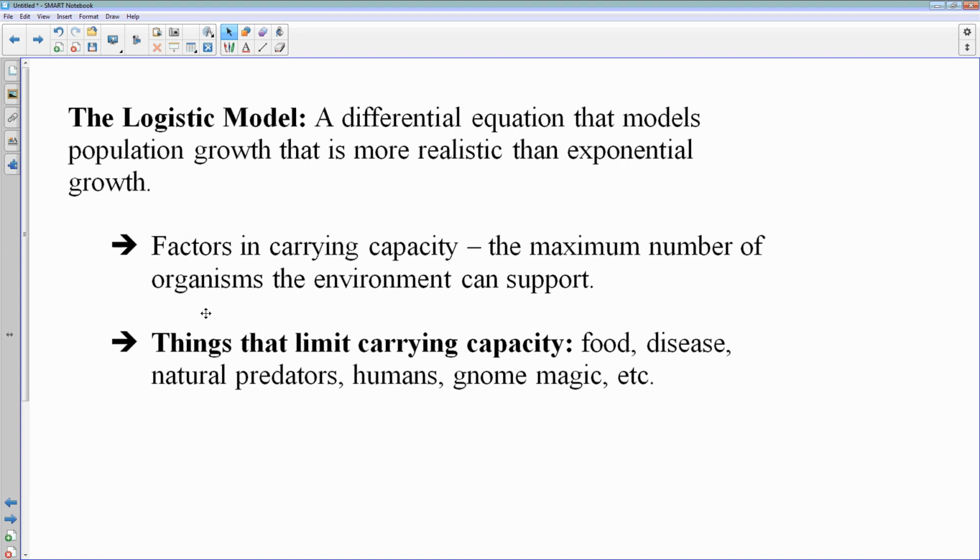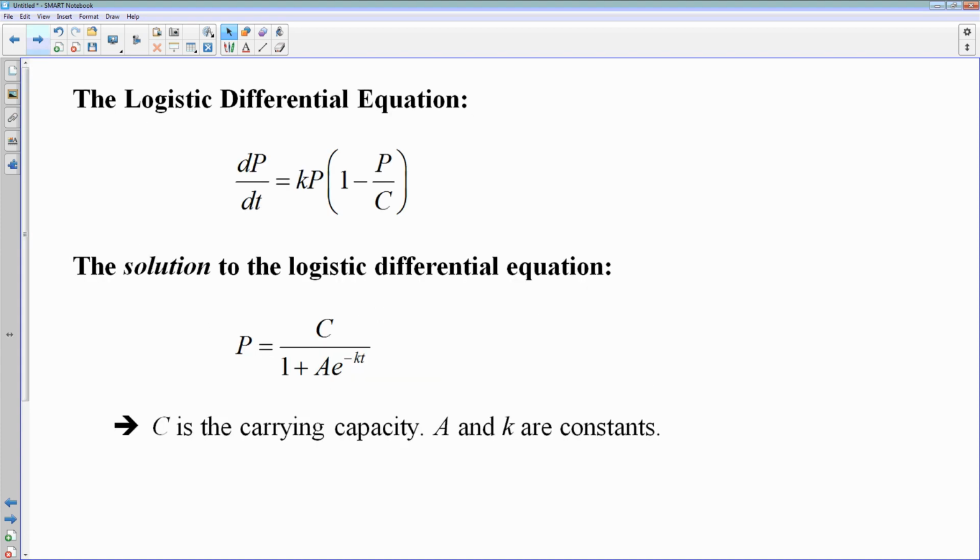Things that limit your carrying capacity are things like food. You can grow until you run out of food, and then your population starts to decline. Or disease, natural predators, the amount of space you have, humans, obviously, but that's a given. Those are all things that can limit the carrying capacity, and that is factored into the logistic model, which makes it a very realistic model.